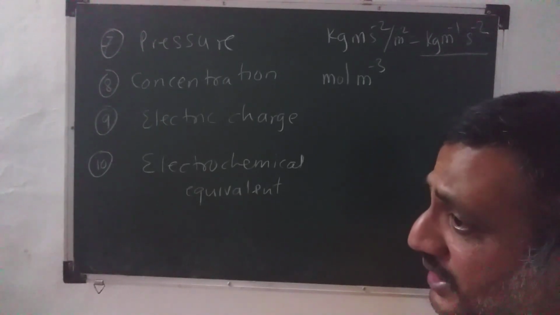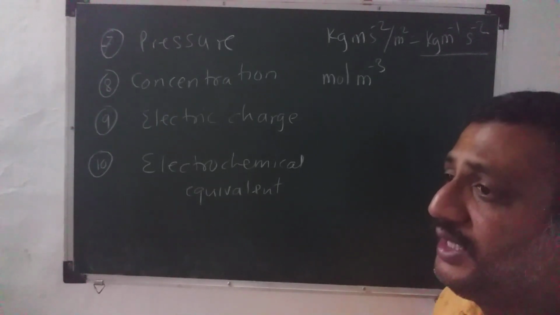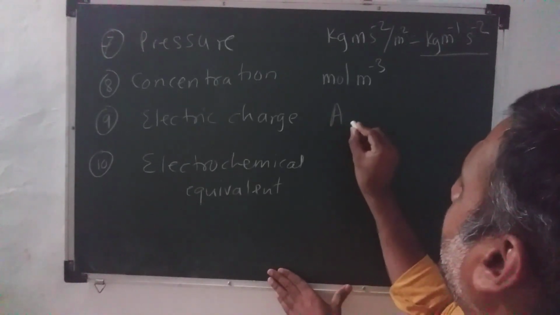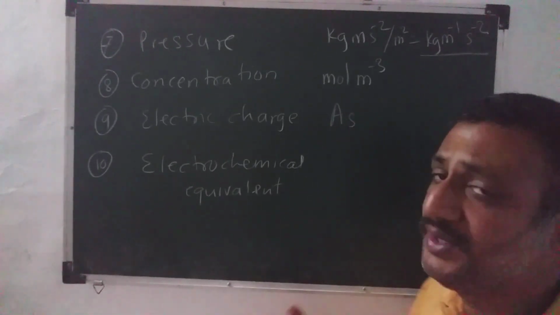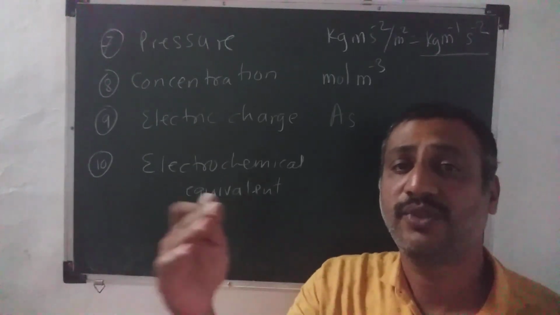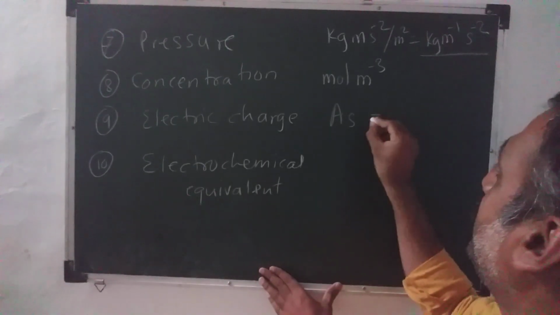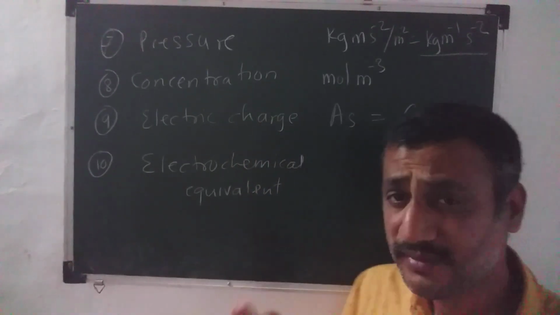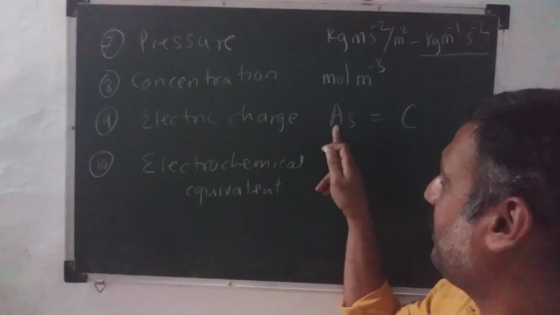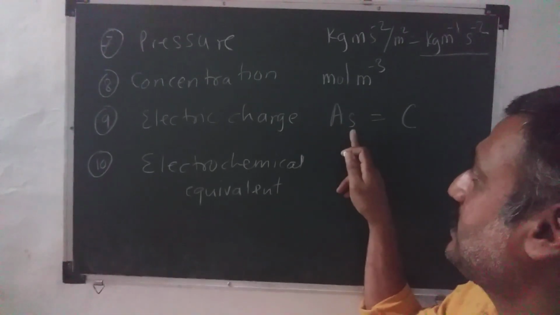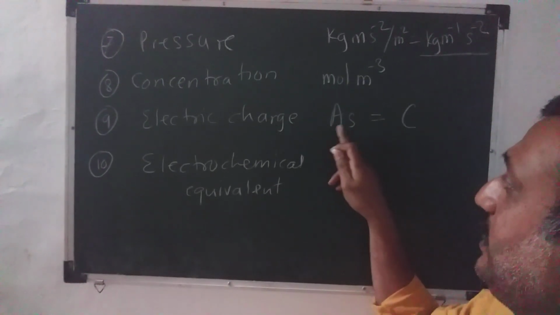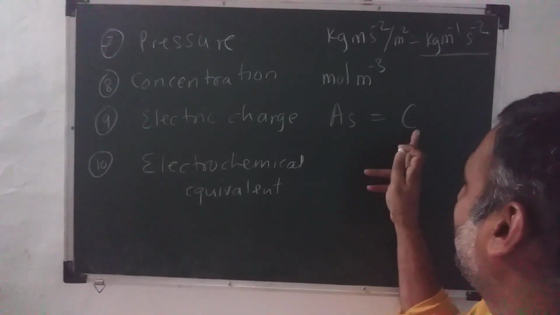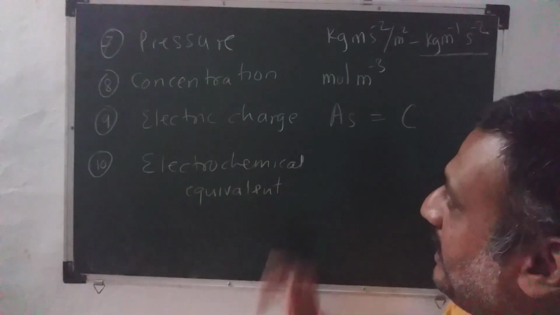Electric charge is nothing but the electric current into time. So electric current is measured in ampere, time is measured in second. When 1 ampere current is passed for 1 second, then the quantity of electricity, that is electric charge, is nothing but 1 coulomb. Are you getting? When a 1 ampere current is passed for 1 second, that is ampere into second. So that is nothing but 1 coulomb electric charge.